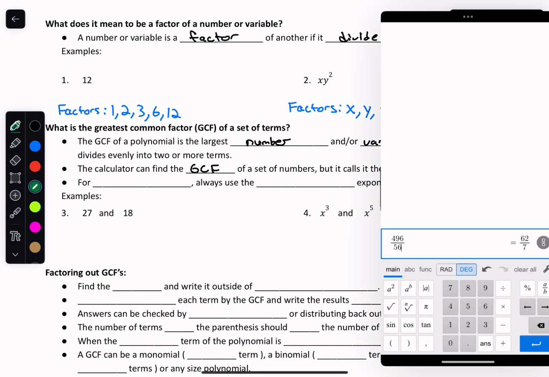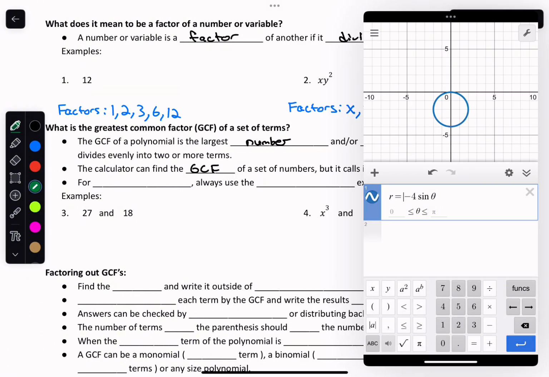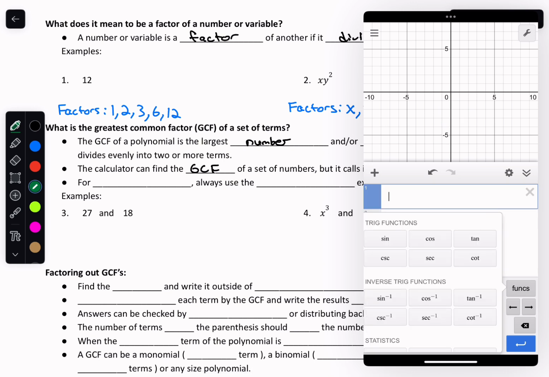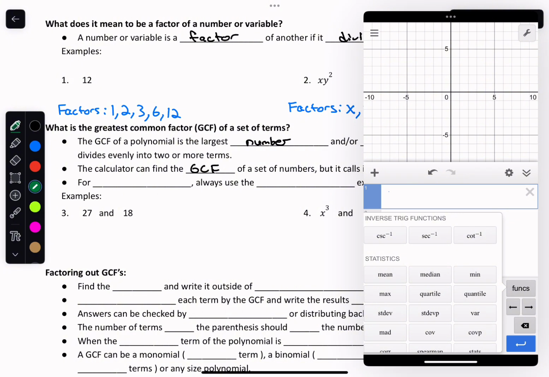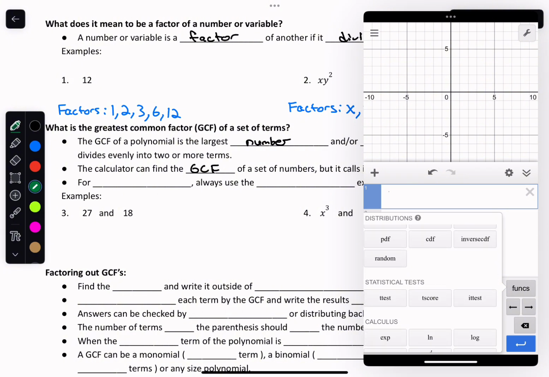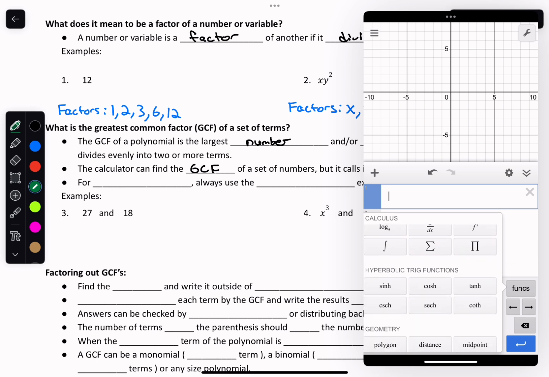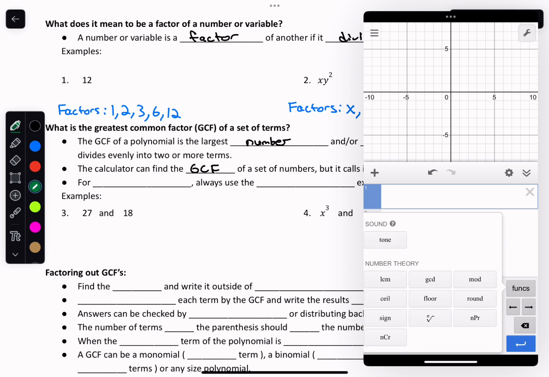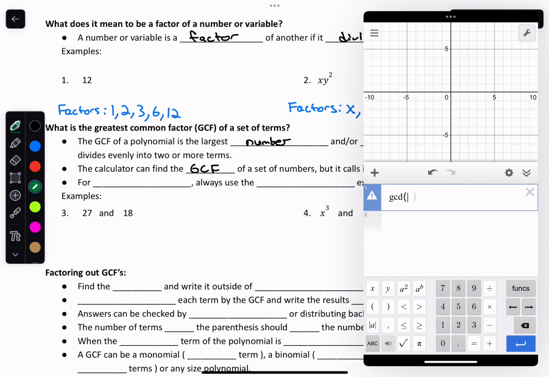So real quick, I can show you. If we pull up the Desmos graphing calculator here, and I hit functions, then we can scroll down to where we see GCD. Way down here at the bottom, if you click GCD, then you can type in your two numbers. So example number 3 down there, we're about to use the numbers 27 and 18. So I put 27 comma 18 inside, and it tells me that the GCF is 9.